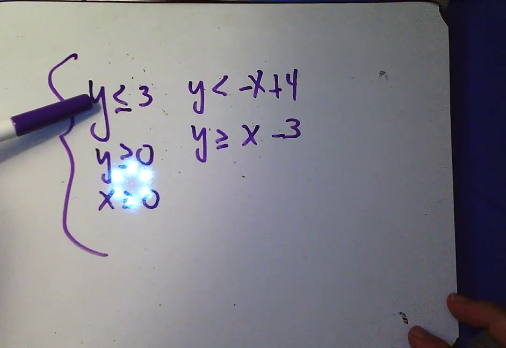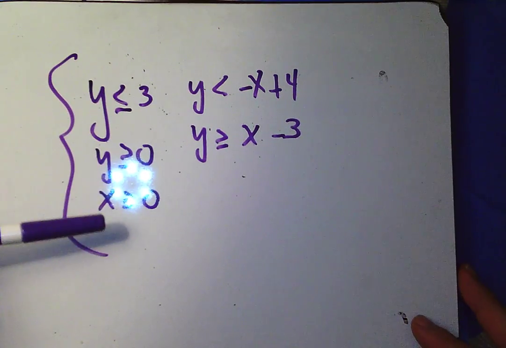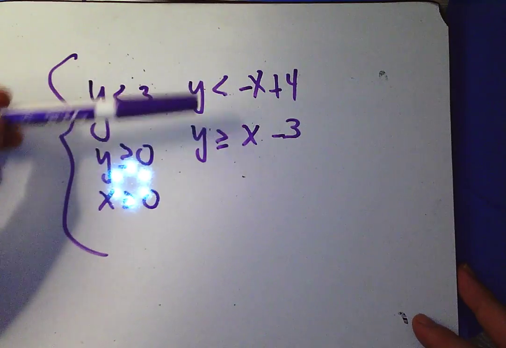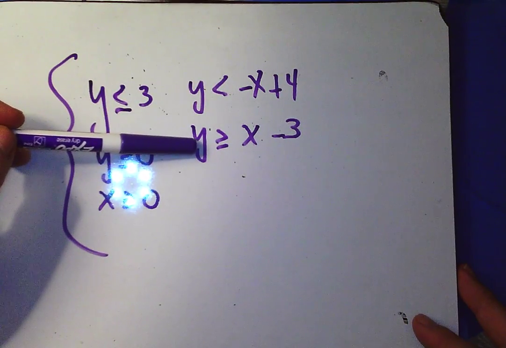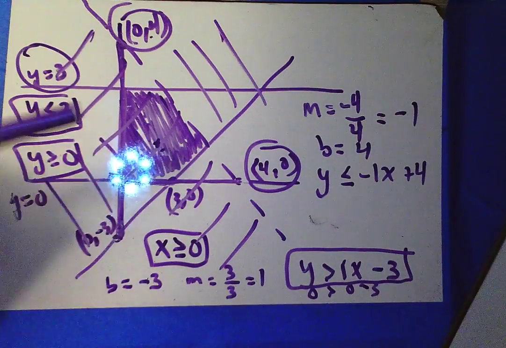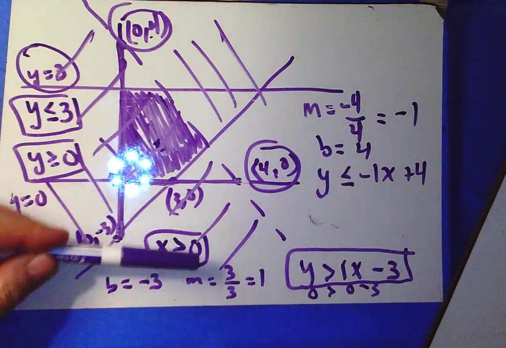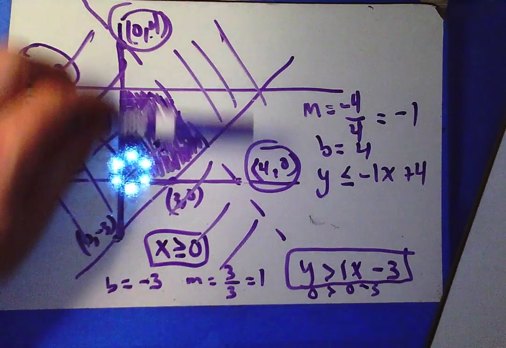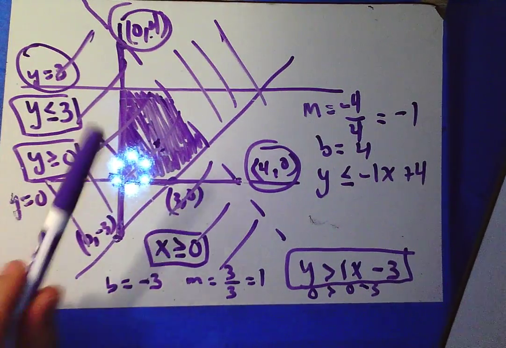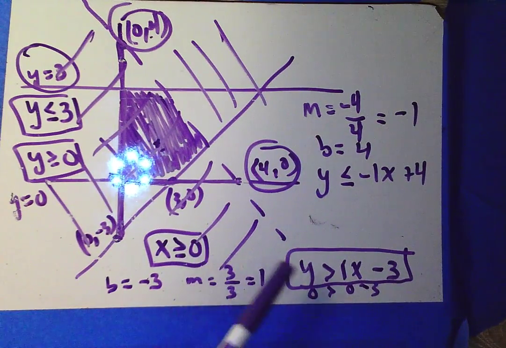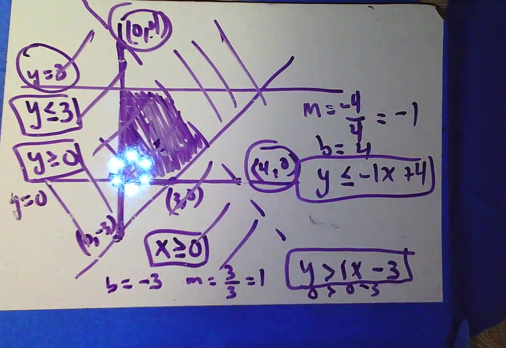This was a horizontal line, the bottom horizontal line, the left vertical line. This was our top dotted line, and this was our bottom up on a diagonal solid line. So this one down is y is less than or equal to 3. This one up is y is greater than or equal to 0. This one right is x is greater than or equal to 0. And then we had our two dotted lines, our solid line and our dotted line.